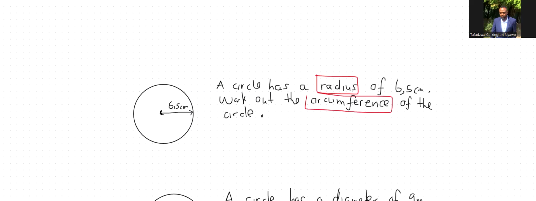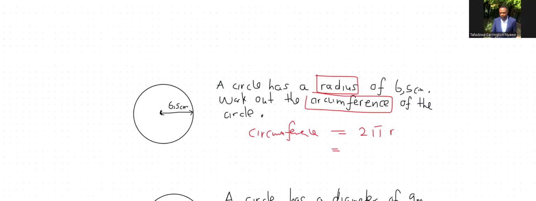So what I just need to do in this case is to know the formula for circumference of a circle. The formula for circumference of a circle. So we know that circumference of a circle is equal to 2 pi r. Okay, so what I'm now doing is I'm just substituting the information that has been provided into this formula.